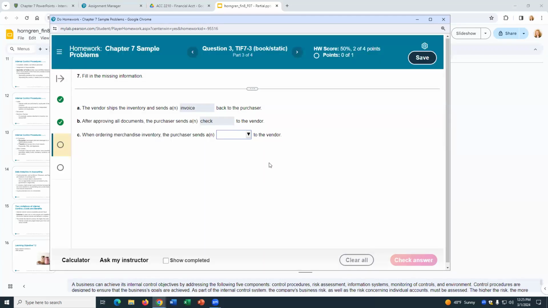And then if I'm ordering merchandise inventory, what do I have to send to the vendor to tell them what I want? Purchase order. All right. And then last thing, the person who is receiving the goods is going to prepare what? Receiving report. Yep.